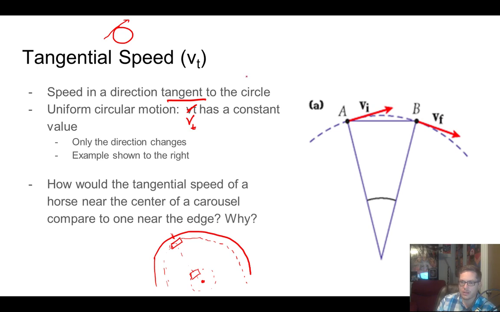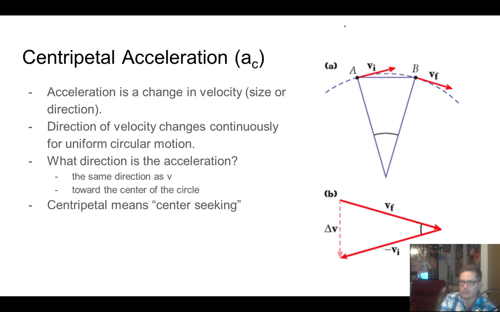Now, think about it this way: we know that velocity is always equal to the distance over the time, the distance you travel over the change in time. Specifically, though, for tangential speed, the distance that we're traveling is the circumference of our circle, and the circumference of our circle is equal to 2 pi r. So this is an important concept: the tangential speed is equal to 2 pi r over t.